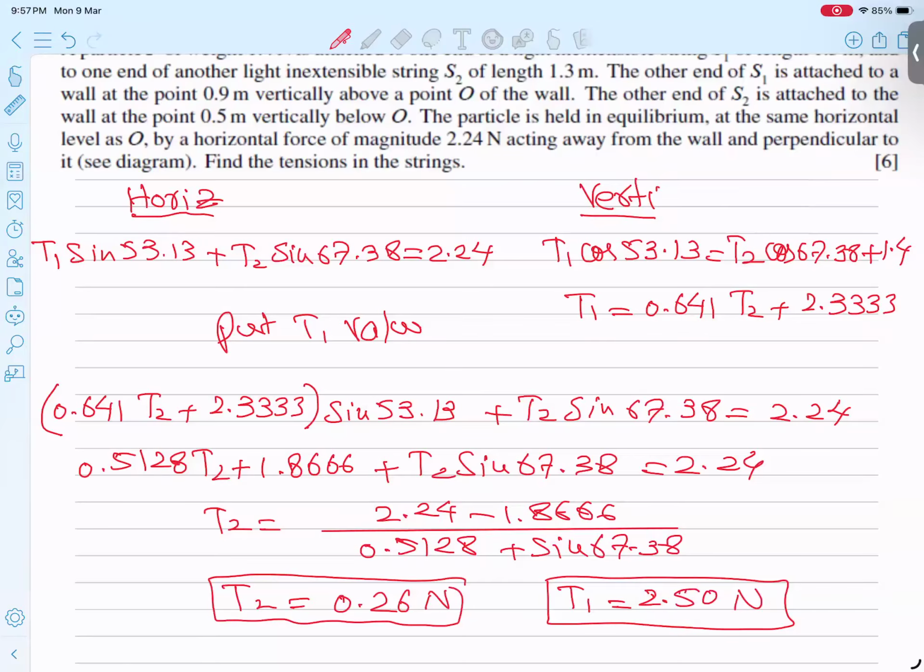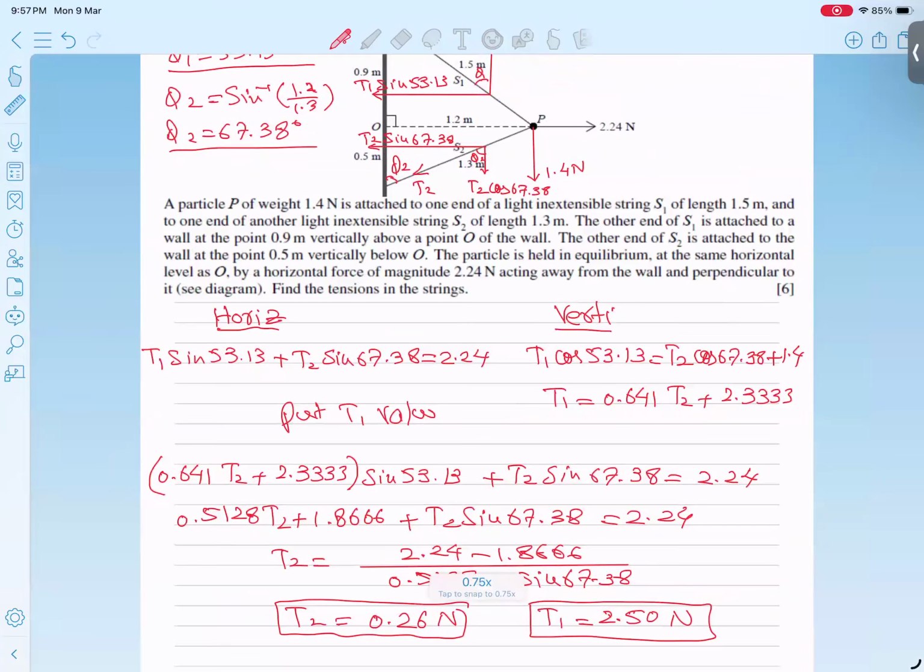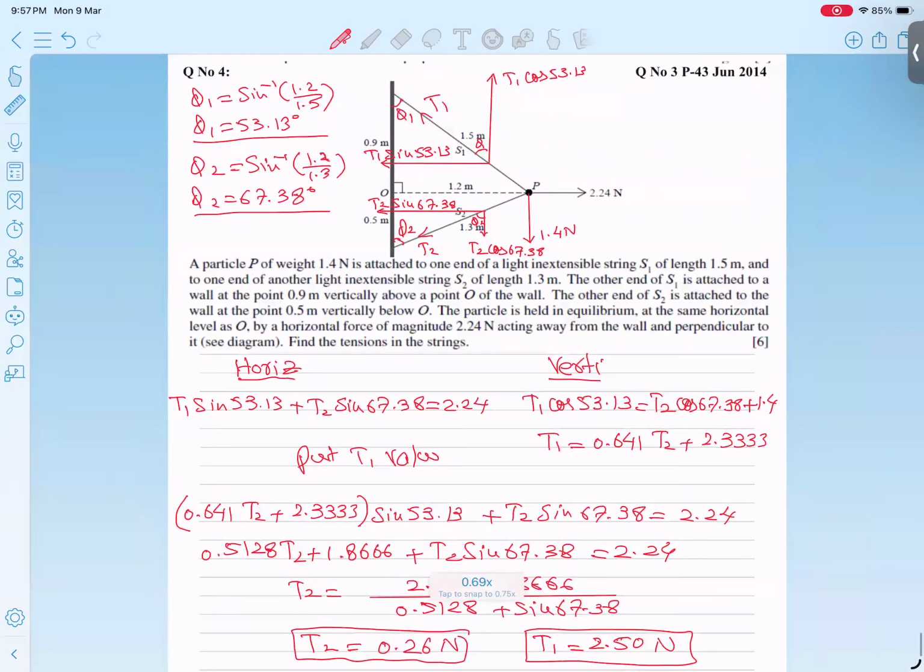I hope the concept is very clear, and we have done the question completely. Alhamdulillahi Rabbil Alameen.